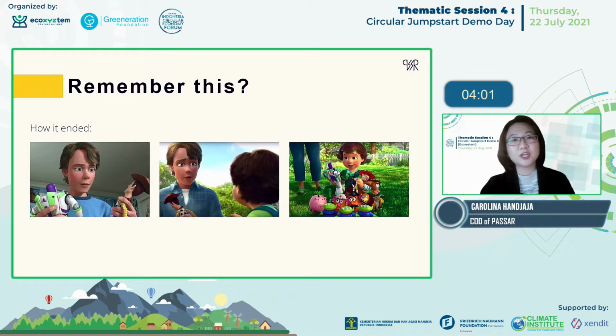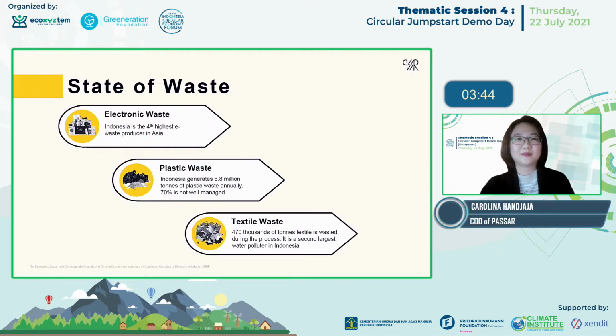Passing those toys to the children who would play with them would give more meaningful experiences to them. In Toy Story, that was Bonnie, the little girl in the picture. Not only are we used to the impulsive buying behavior of owning goods, but with that behavior comes waste. Indonesia is the fourth highest e-waste producer, generating 6.8 million tons of plastic waste annually and 470,000 tons of textile waste. For some of us, we see these numbers and it means nothing because it doesn't affect us directly.